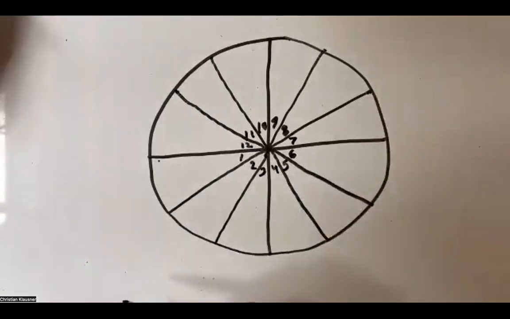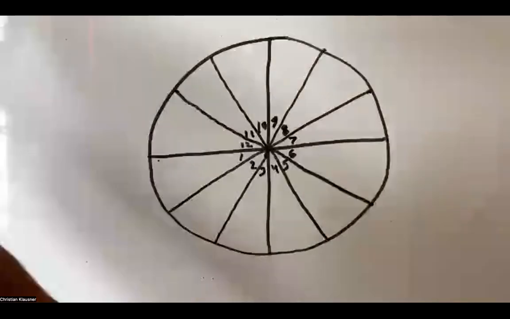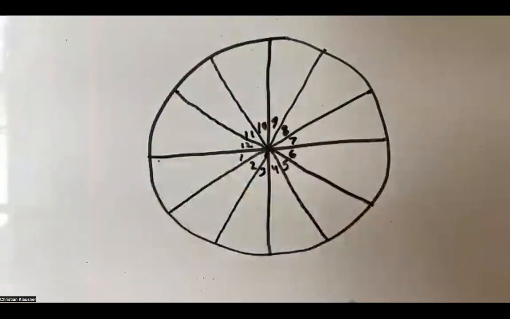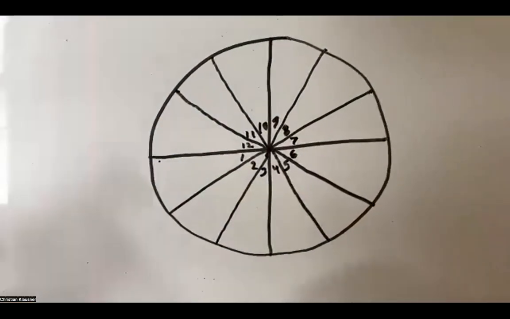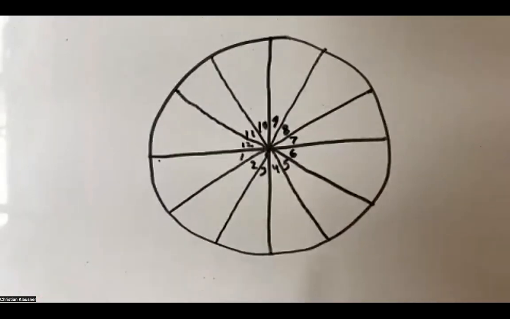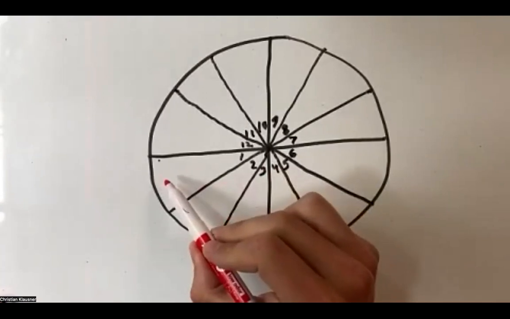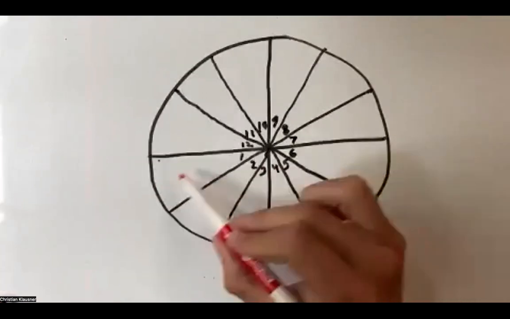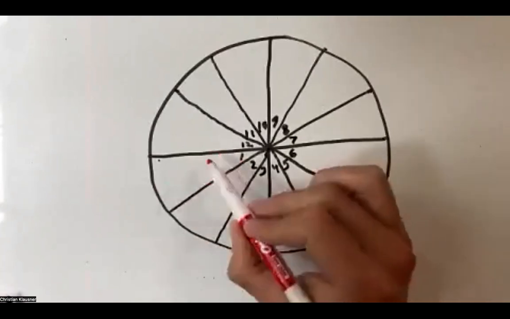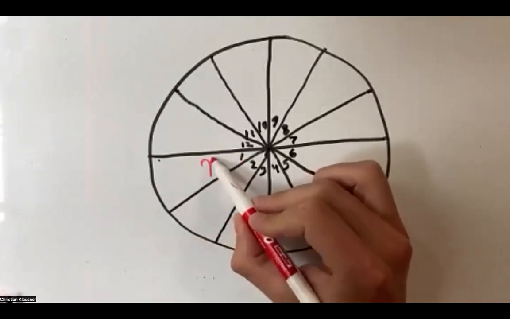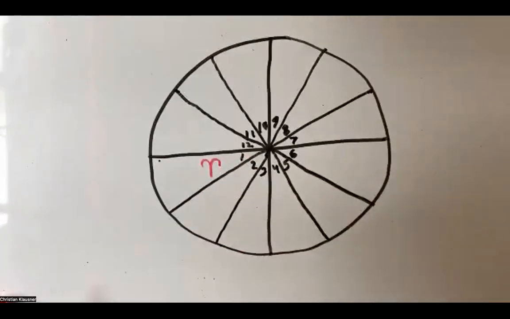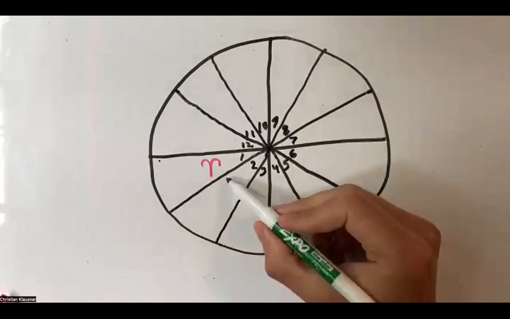Now we're going to fill this in with the signs. All righty. We are going to color code this. I'm going to do it closer on the inside because on the outside is where I'll have the planets. All right. So this time we're going to do it right here. There's Aries. Next we have Taurus.